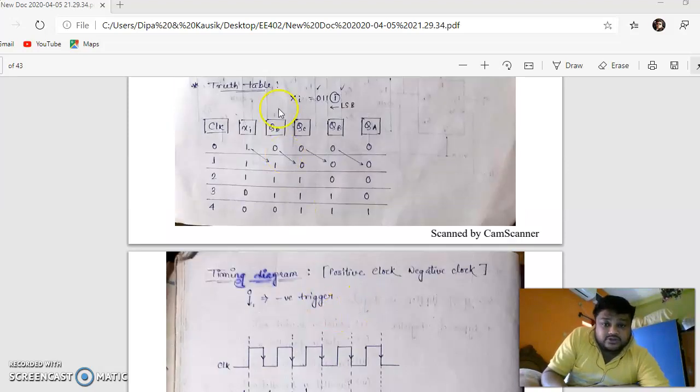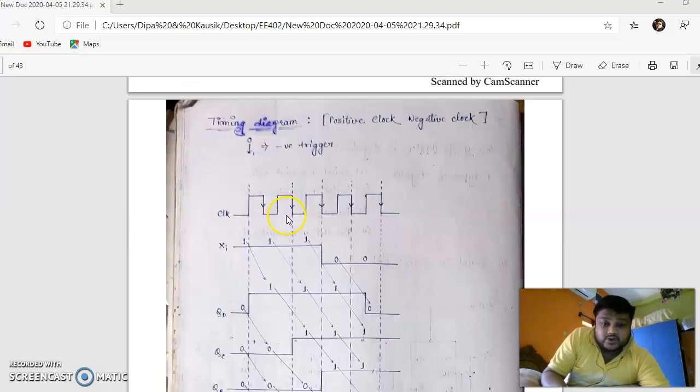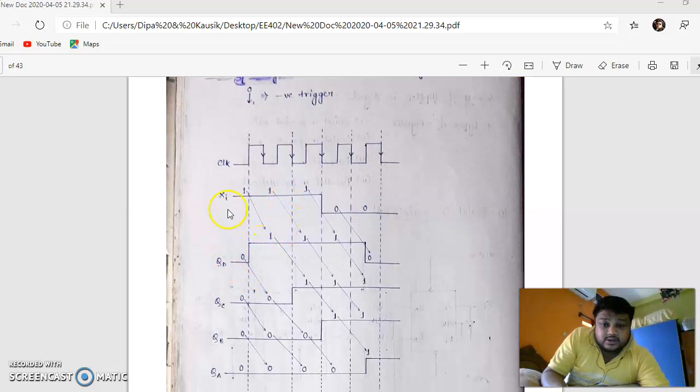So we go to the truth table. For Xi, when the clock pulse is 0, Xi is 1. When the clock pulse is 1, 2, Xi is also 1, 1. Clock pulse 3, 4, Xi is 0, 0.